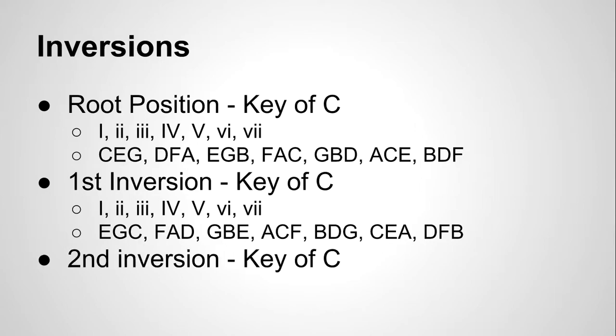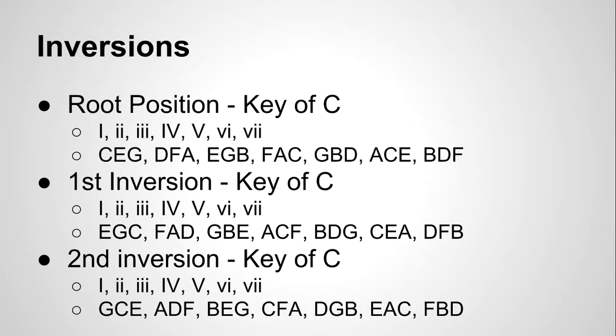And our second inversion means we start with the 5th of the chord in the bass. So in the key of C with our numbers, we would have G, C, E, that's the 1 chord in second inversion, A, D, F, that's the second inversion 2 chord, and so forth. If you don't remember this, please go back and watch the video on inversions.